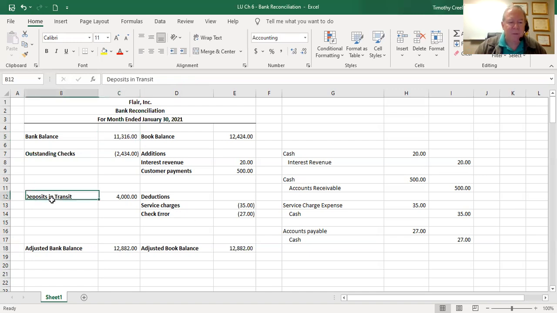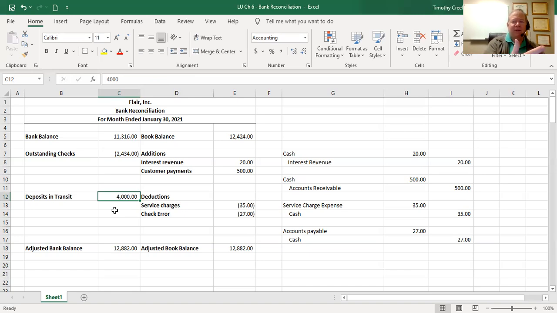Now, also have deposits in transit. These are deposits that are part of the book balance, but have not yet been recorded as the bank balance. Deposits in transit a lot of times are deposits that were made after a cutoff. A lot of big banks will have a sign that says any activity done after 2:30 or after 3 will not show till the next day.